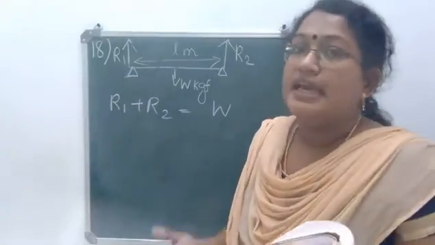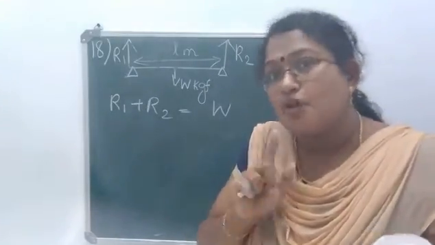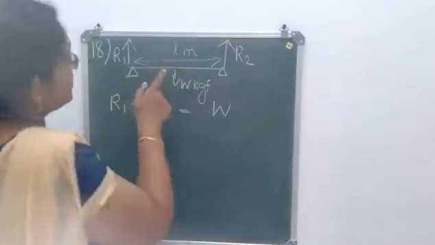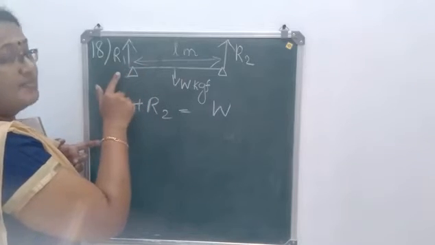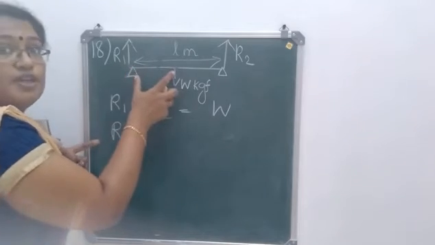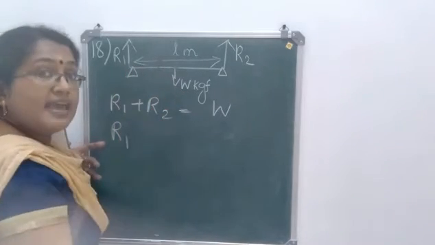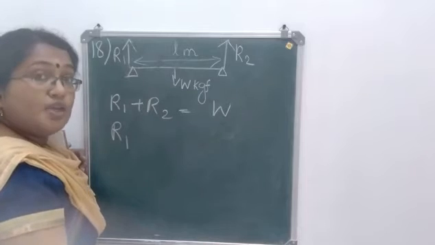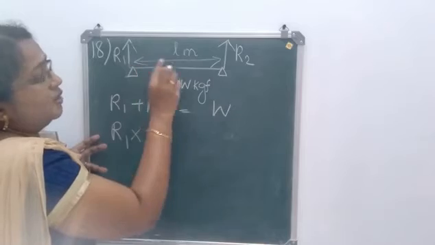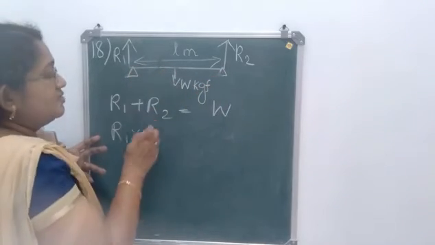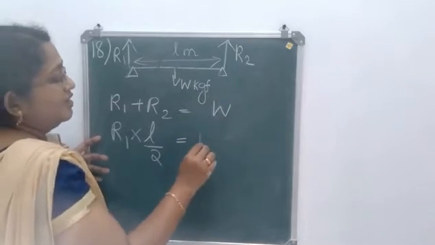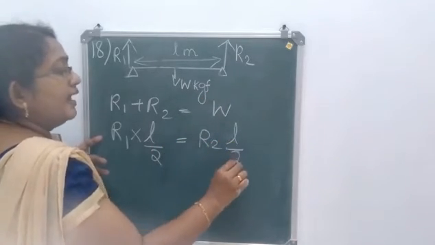Now one more thing, that is at equilibrium the moment of forces acting on the body also will be equal to 0. So what is the moment of force acting due to R1? Moment of force due to R1 about W. Moment of force is equal to force into distance. Force is R1 into this distance. Total distance is L, so this distance will be L by 2. This will be equal to R2 into L by 2.